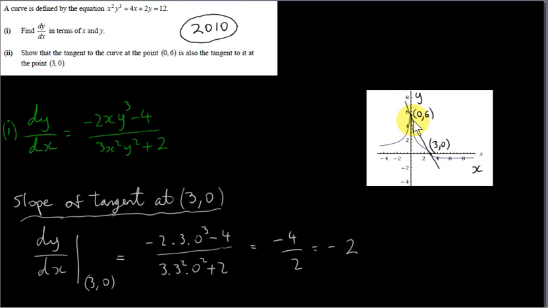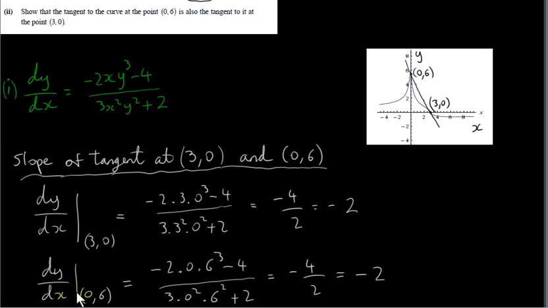As a matter of fact, if we look at this diagram here, this distance here is 6, and this distance across here is 3. So we rise over run. 6 divided by 3 is indeed 2. And because the line is going in this direction, the slope is negative.